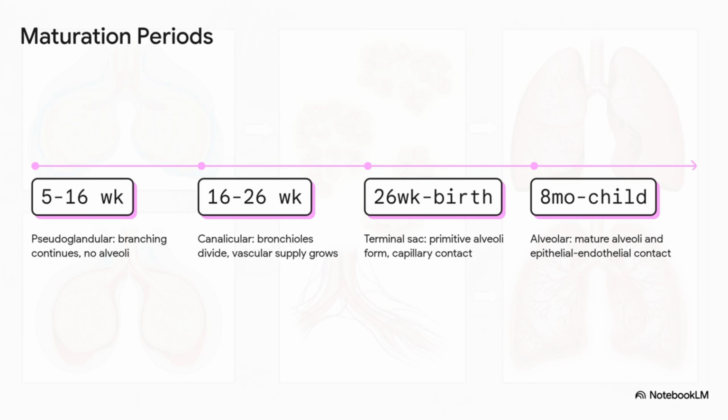Next, we enter the canalicular period, from 16 to 26 weeks. Here, the bronchioles are dividing continuously into more and smaller canals. Every terminal bronchiole divides into 2 or more respiratory bronchioles, which then split into 3 to 6 alveolar ducts. The vascular supply is also steadily ramping up. Then comes the terminal sac period, spanning from 26 weeks all the way to birth. This is where terminal sacs, or primitive alveoli, form, and the surrounding capillaries establish incredibly close contact with them. Finally, the alveolar period kicks in from 8 months postnatally and extends well into childhood. This is when mature alveoli develop those perfectly established epithelial-endothelial capillary contacts.